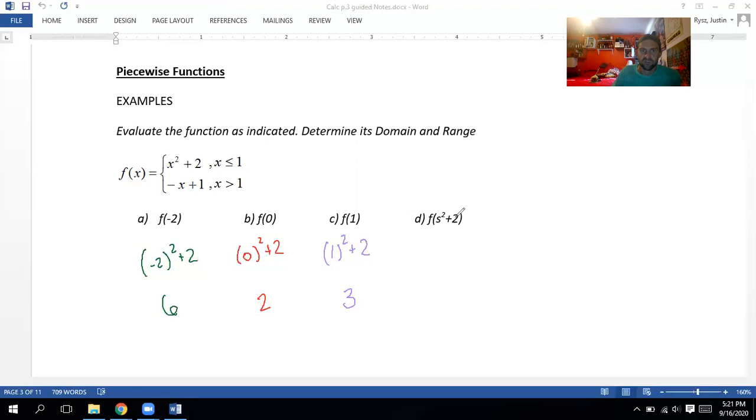0 plus 2, so the lowest this whole thing could be is 2. Even the lowest this could ever be is 2, which means it's still going to match this equation here. It's still going to be greater than 1, so we'll plug it into that one. Negative s squared plus 2 plus 1 means we'd have negative s squared minus 2 plus 1, or negative s squared minus 1.